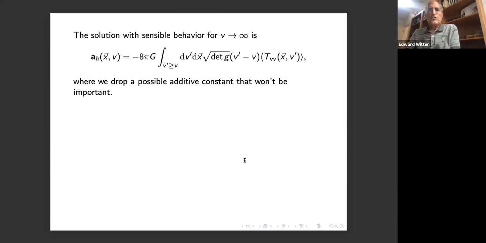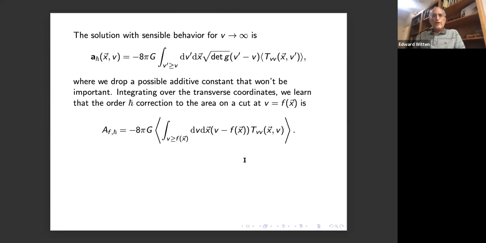And the solution that has sensible behavior as V goes to infinity is this one, where I've dropped a possible additive term that won't be important. It's an additive constant, so it won't affect whether the generalized second law is true. Integrating over the transverse coordinates, we get a formula for the order h bar correction to the area on a cut at V equals V_0, which is this one.